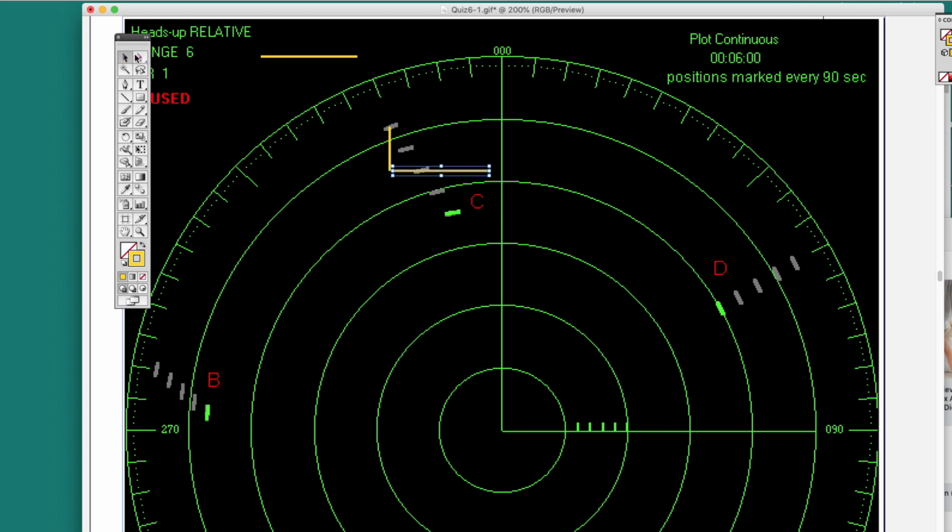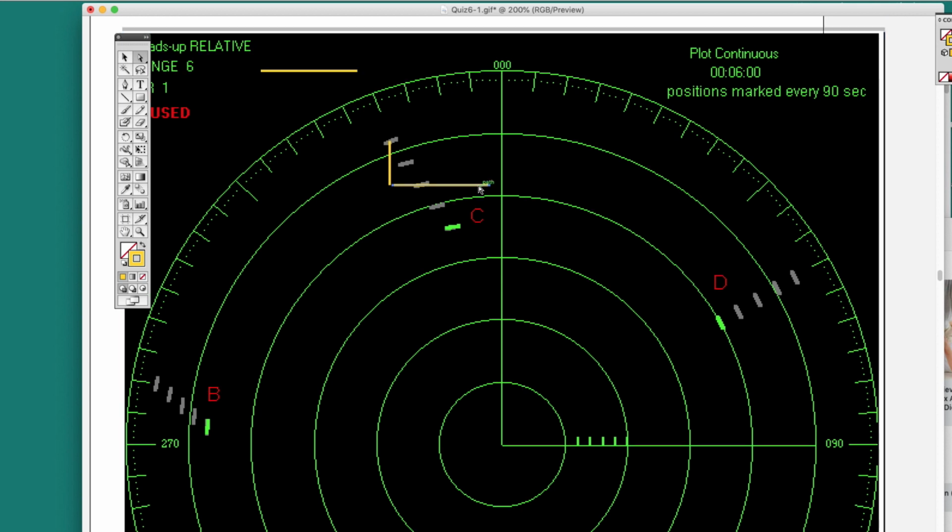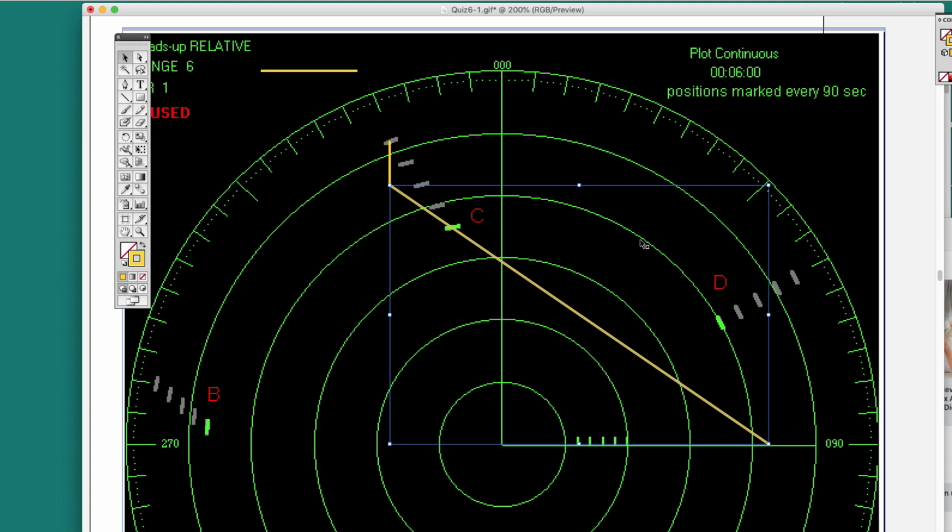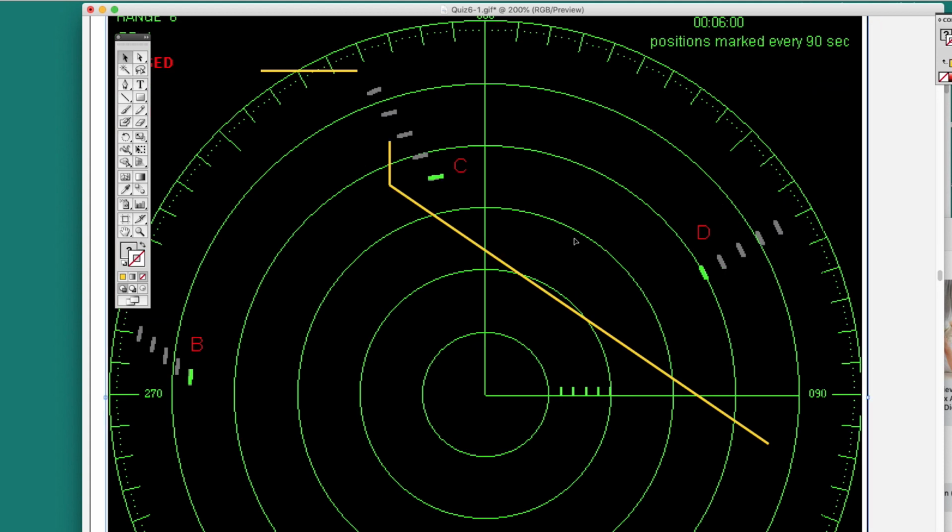And let's see if I can do that. Nope, I gotta get that. Yeah, okay, so that's like that. But now I need to make that longer so I can project it across. Okay, so that's the direction. That's then the direction of the actual vessel. That's its true direction. If someone asked, what course was it steering?